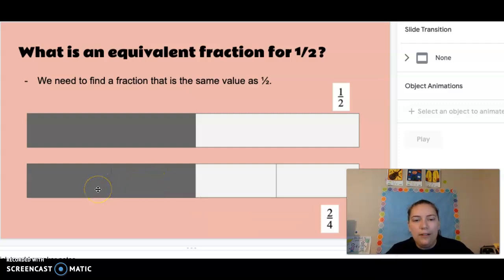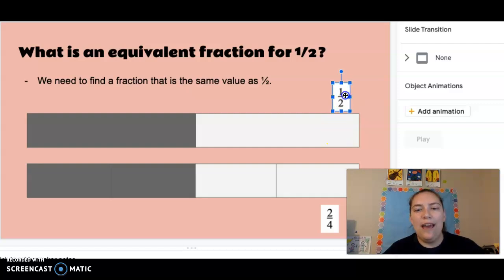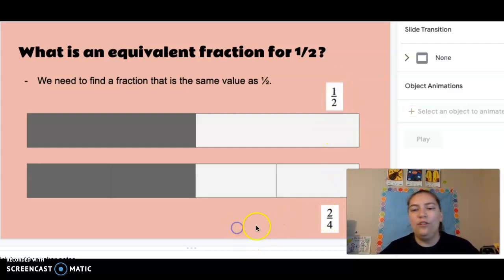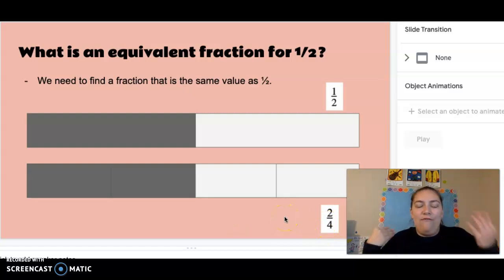2 are colored in out of 1, 2, 3, 4 boxes. So 1/2 is equivalent or equal to 2/4. Those are equivalent fractions. They have the same value, they're just using different numbers.